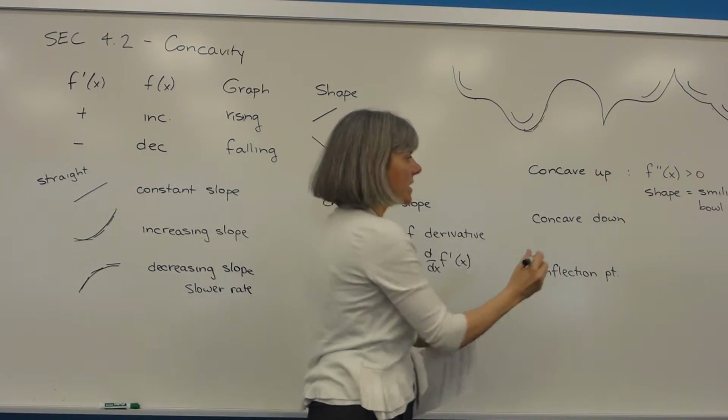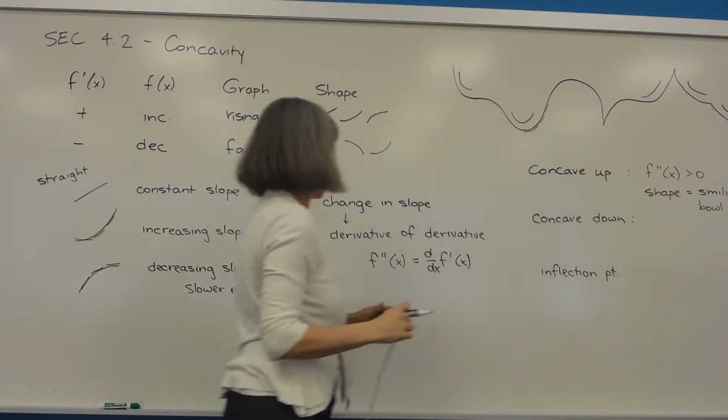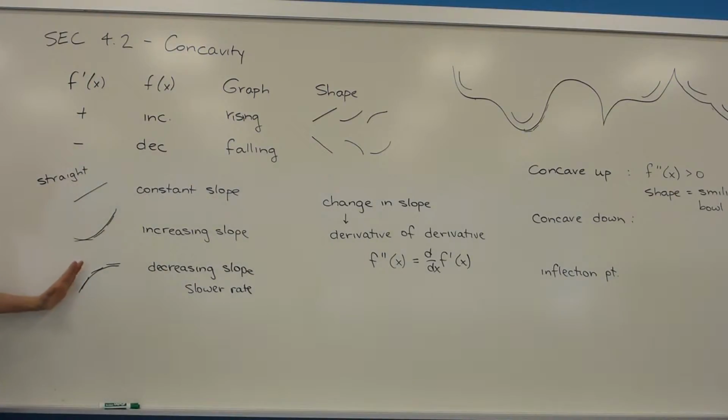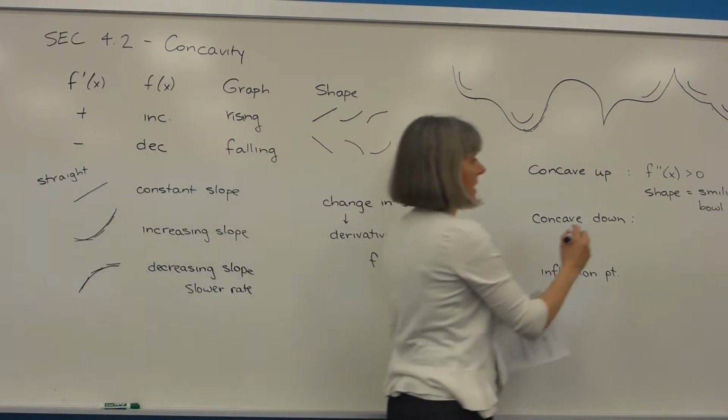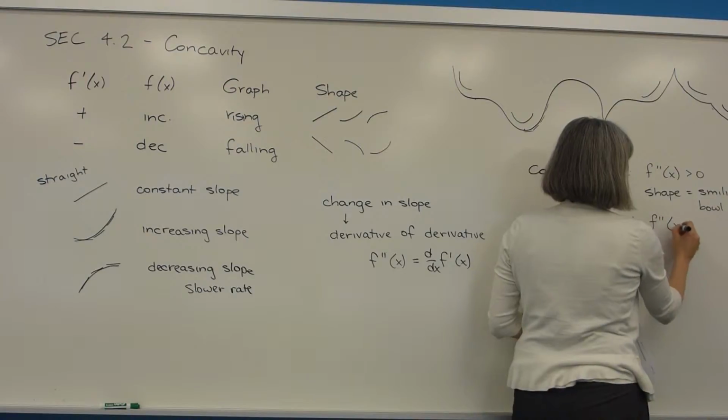Okay, so let's think about what concave down means. If we come back over here, here's a slope that starts out steep and it starts getting shallower. So it's decreasing. So its derivative is going to be negative. The derivative of that slope is negative. Derivative of the derivative, second derivative, so the second derivative is negative.